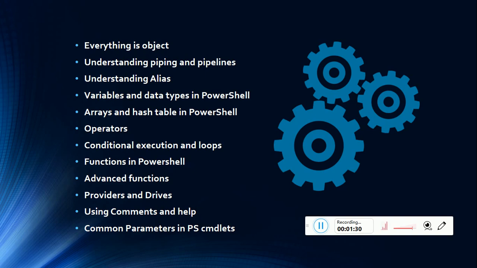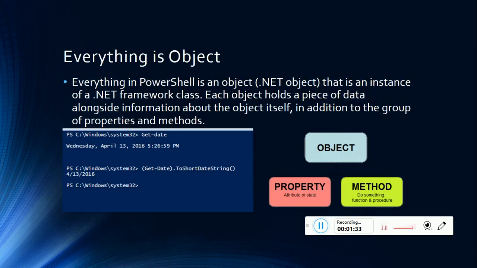Everything is an object. So in PowerShell, everything is an object. What we mean by that is, as I told you, PowerShell is based on the .NET framework. Every command you see in PowerShell has actually been written in .NET, and .NET is an object-oriented programming language. That's why we call PowerShell an object-oriented scripting language, because it gets things from .NET, which itself is an object-oriented programming language.